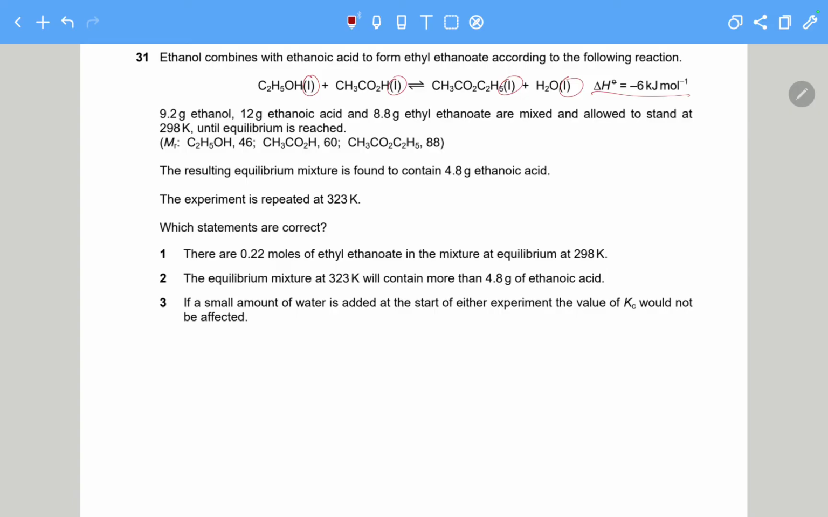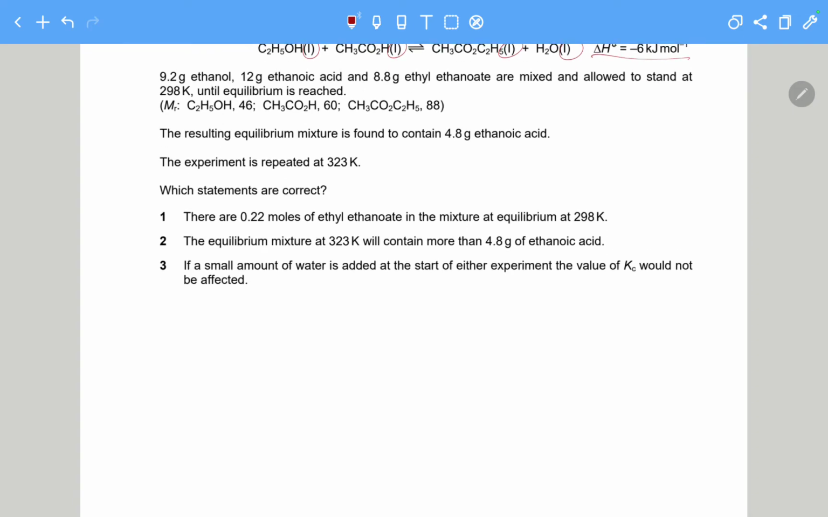allowed to stand at 298 Kelvin until equilibrium is reached. And they've given you the molecular masses. That's very nice of them. The resulting equilibrium mixture is found to contain 4.8 grams of ethanoic acid. Now, in these types of questions, I don't know what is being asked later, but I see there is some equilibrium question, there are some numbers that are given. I'll draw up a table to make my life easier.